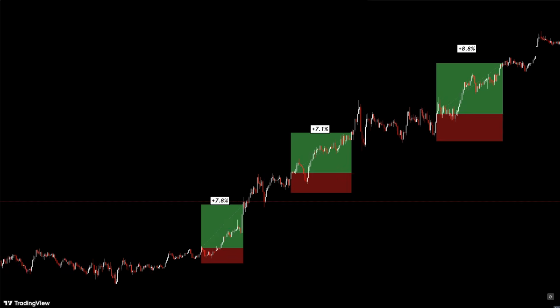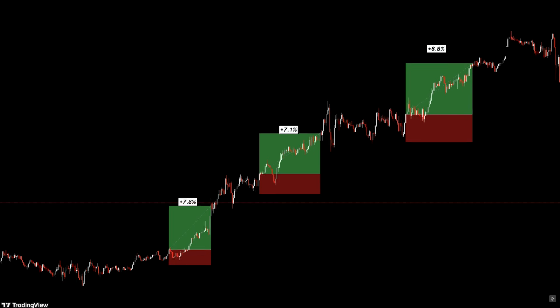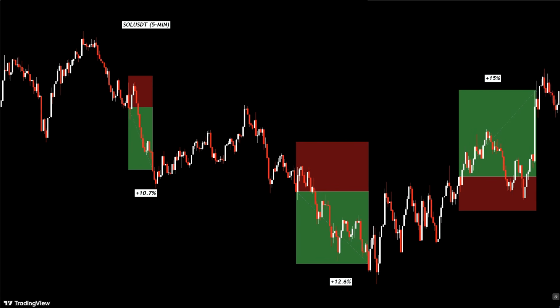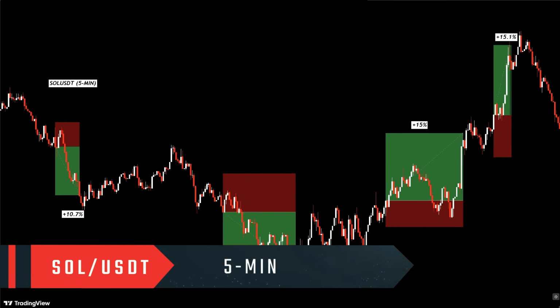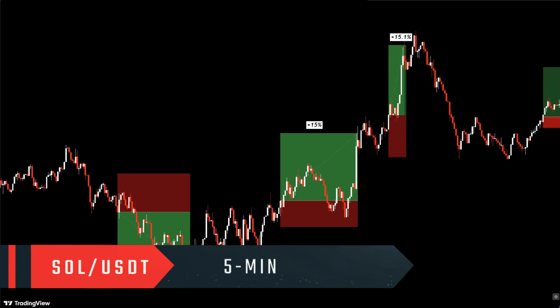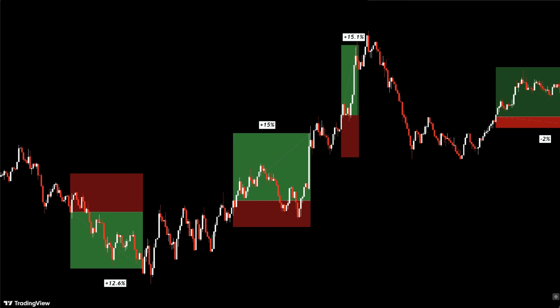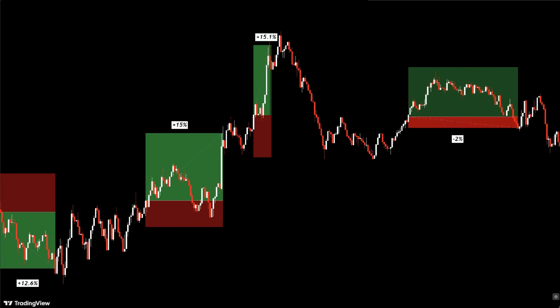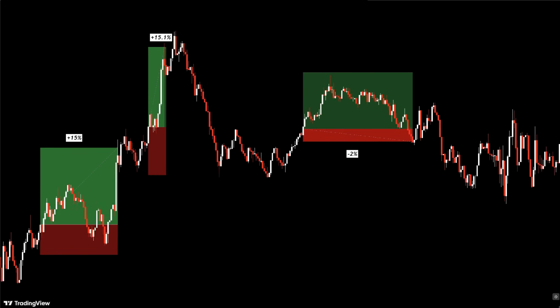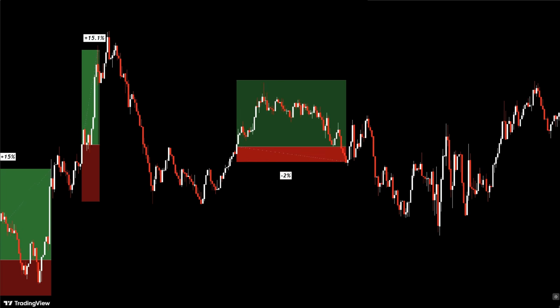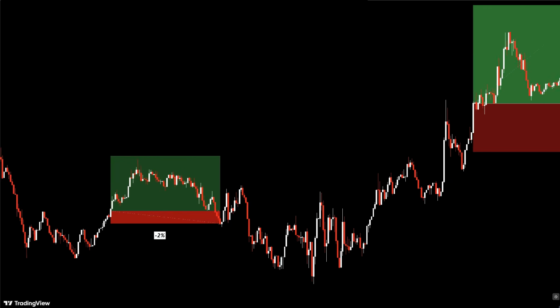Solid moves, clear results. And it's not just gold. This works across the market. Look at these trades on SOL against the USDT. Also on the 5-minute chart, the strategy nailed these entries and exits, giving us some fantastic profit potential here. Seen enough? Good. Let's get the setup on your chart so you can follow along.